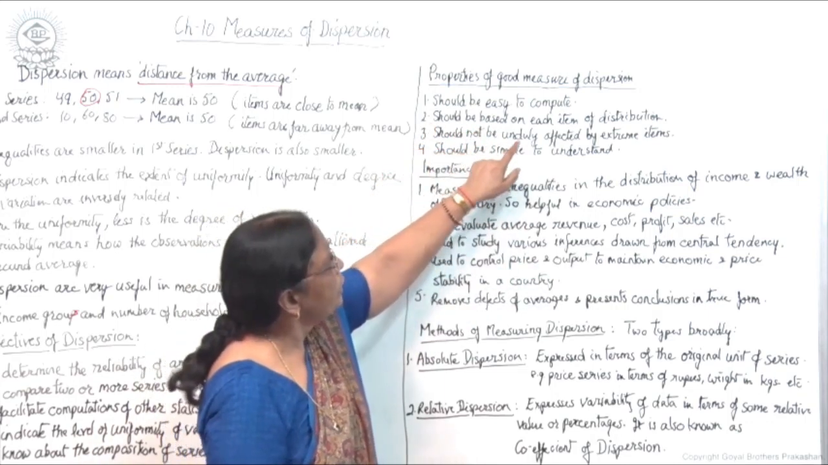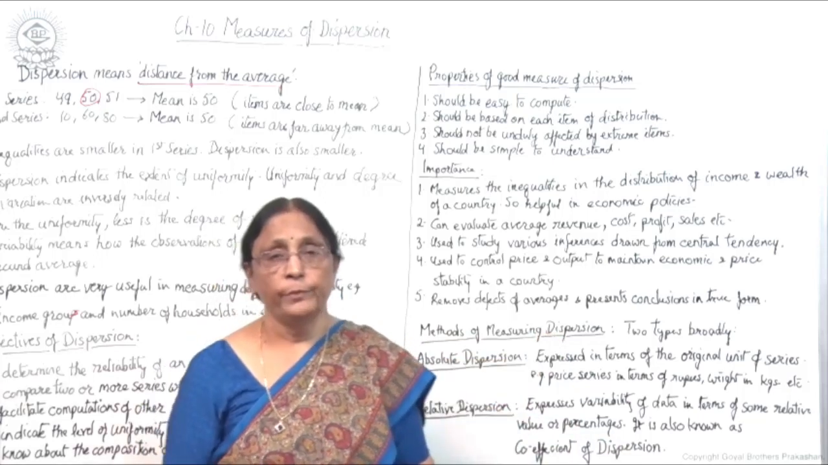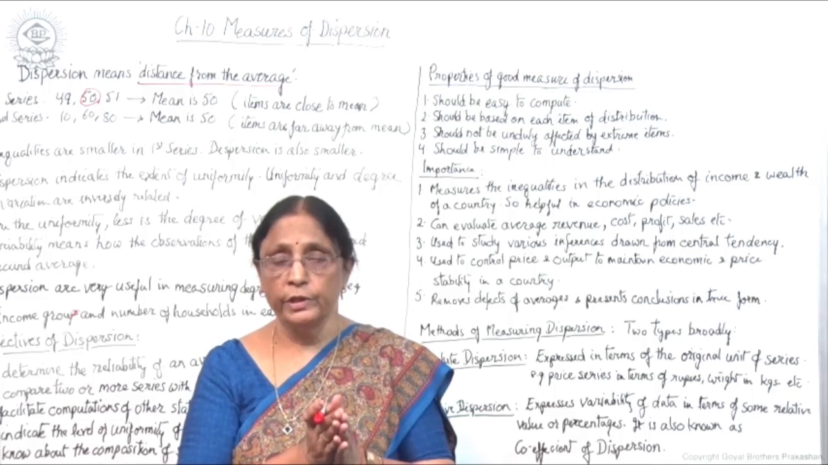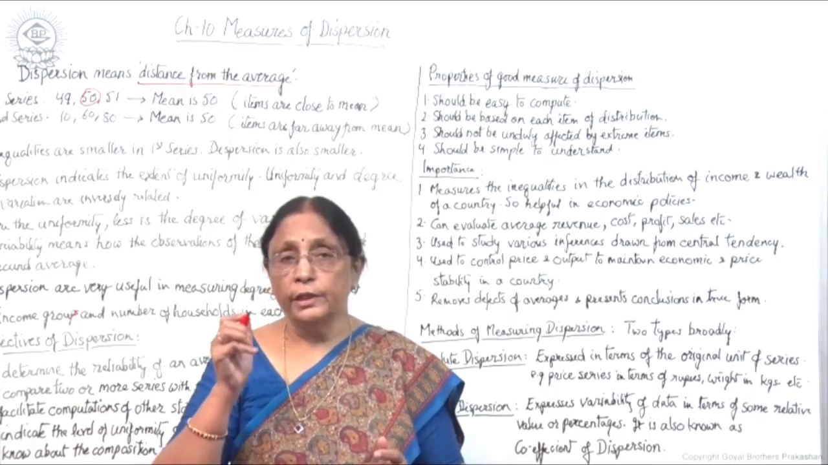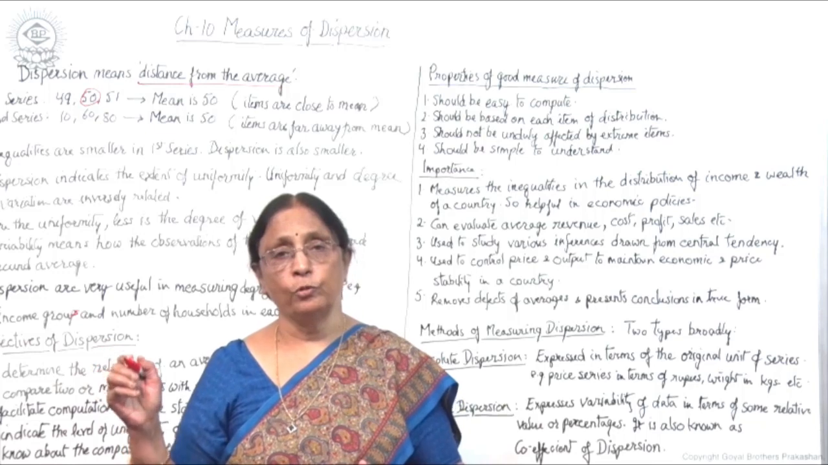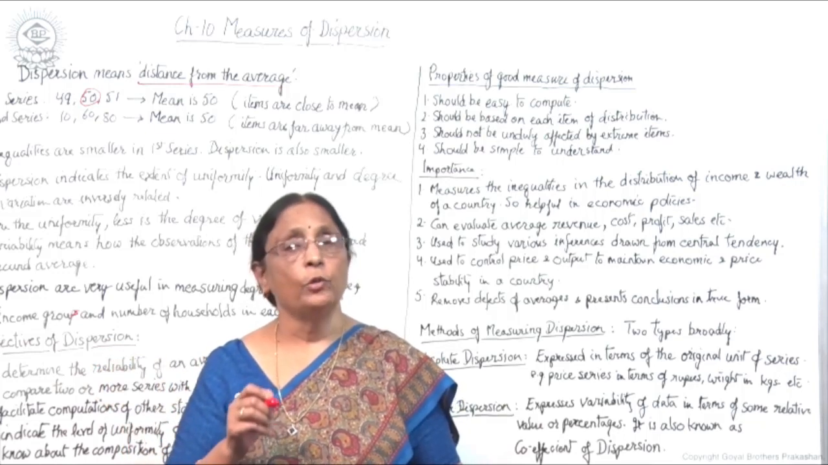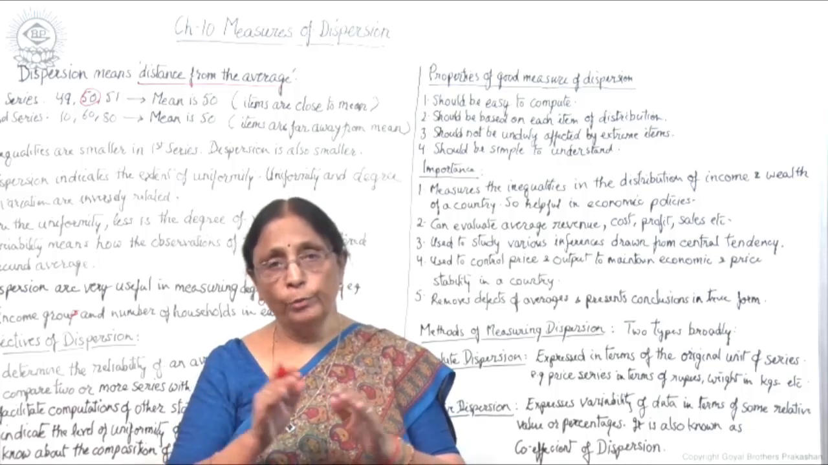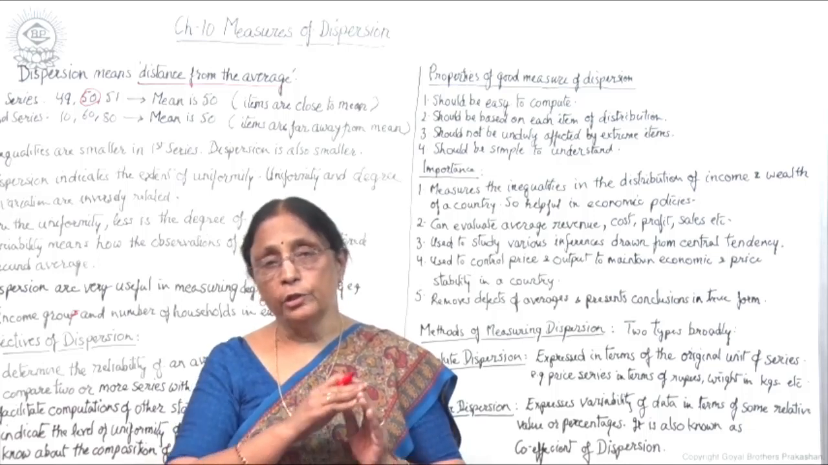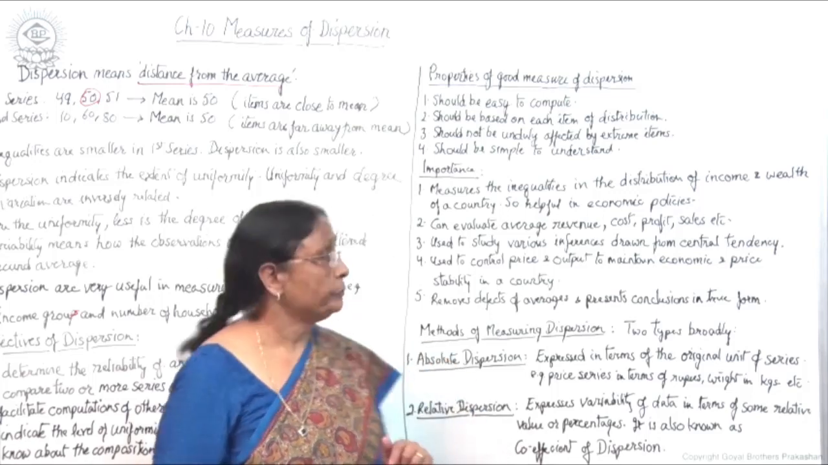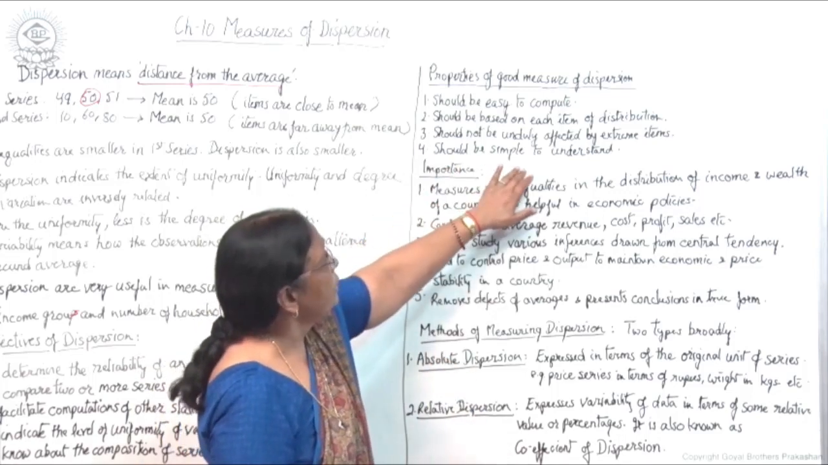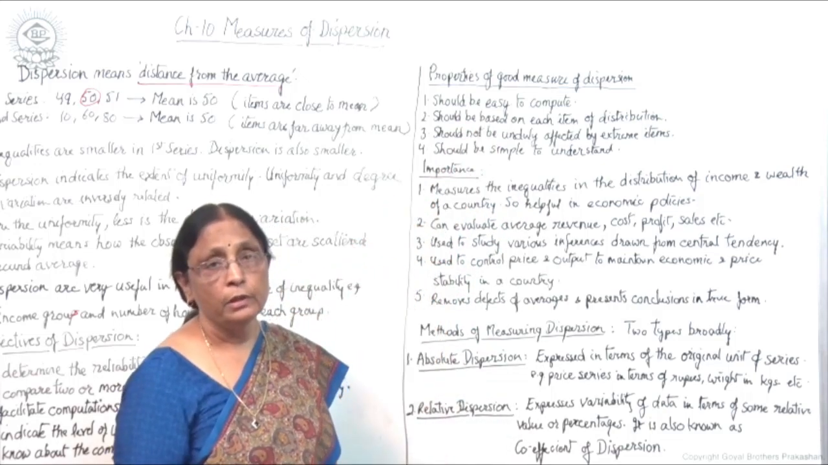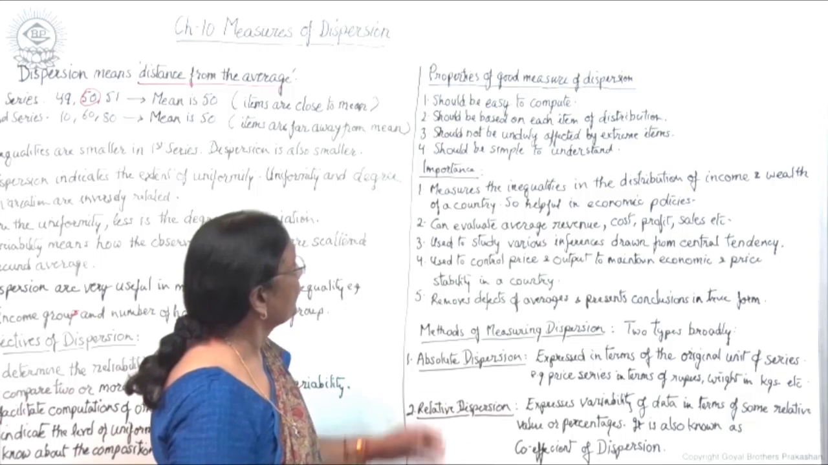Second, it should be based on each item of the distribution. That means it should not be centered on a part of the series; each and every item of the series should be taken into consideration when you are measuring dispersion. Then only you will be able to know the uniformity or variability of the data. Third, it should be simple to understand. Whatever measure of dispersion you are following should be simple to understand.